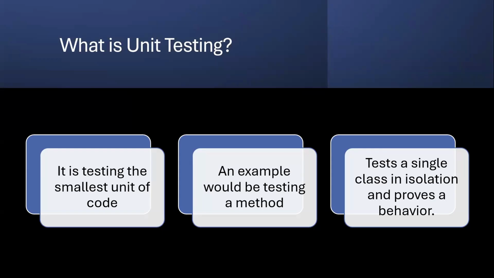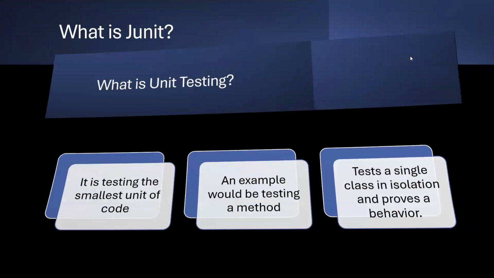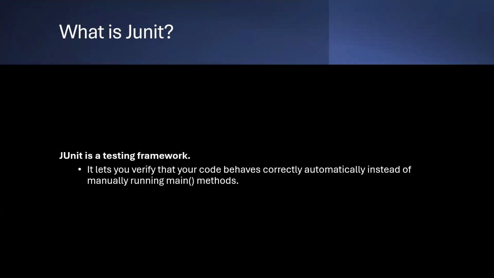So the first thing is, what is unit testing? Unit testing is testing the smallest unit of code. An example would be testing a method within a class. What is JUnit? JUnit is a testing framework. It allows you to verify that your code behaves correctly automatically instead of manually running your main method.